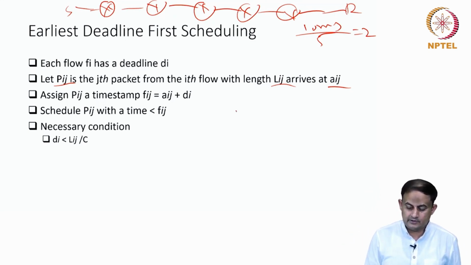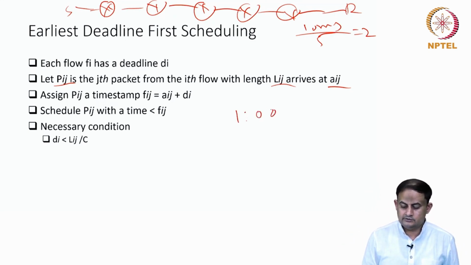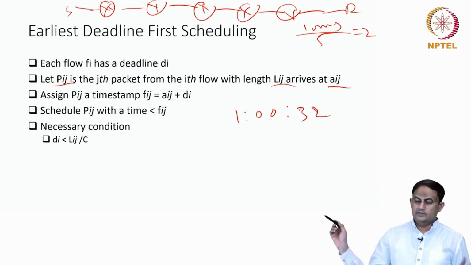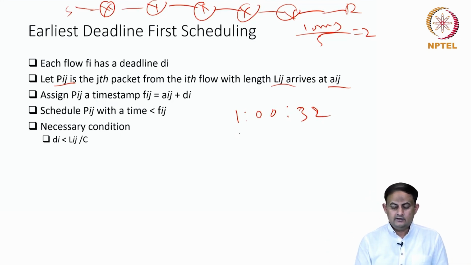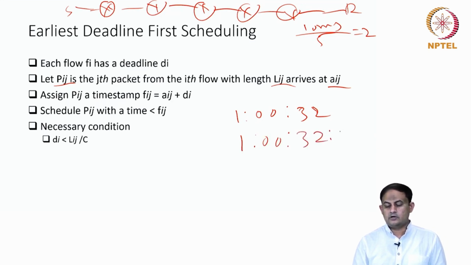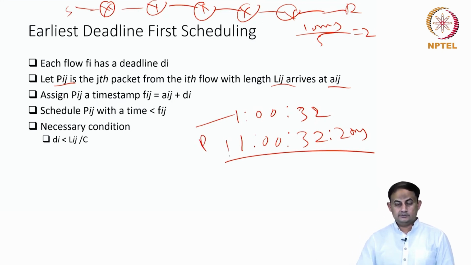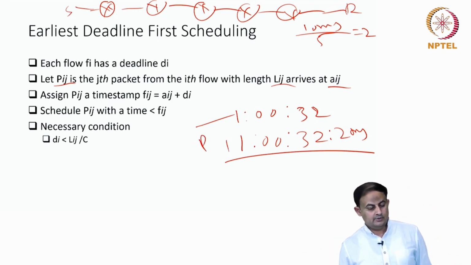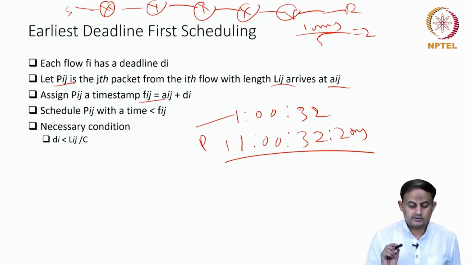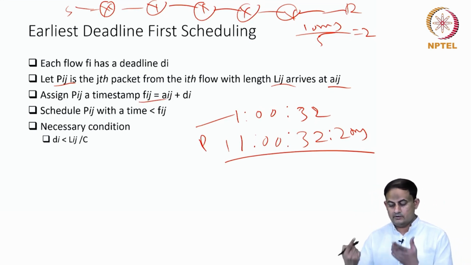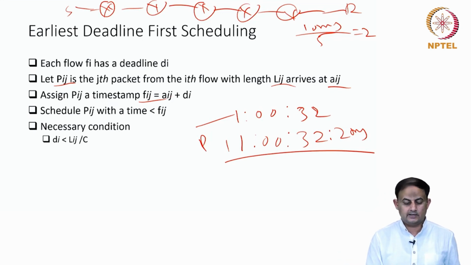Let us say the timestamp now is 1 hour 0 minutes 32 seconds, and 2 milliseconds is the deadline. So, I am going to set the deadline for this packet as 1 hour 0 minutes 32 seconds plus 2 milliseconds. That is the time by which this packet P1 has to exit the router and go to the next hop. That deadline timestamp is called Fij. Fij is 1 hour 0 minutes 32 seconds, 2 milliseconds.